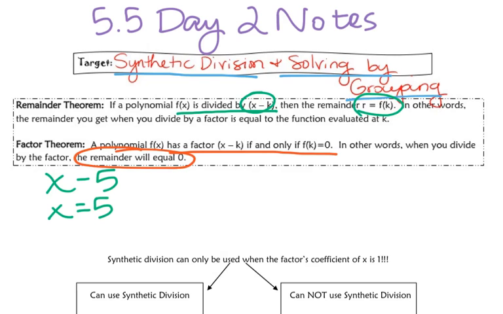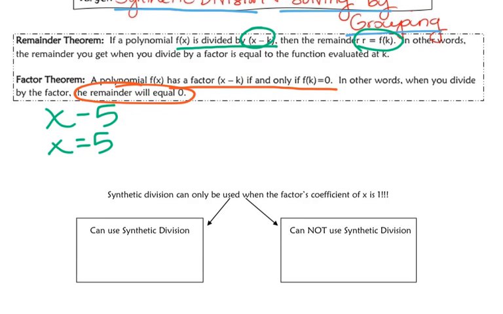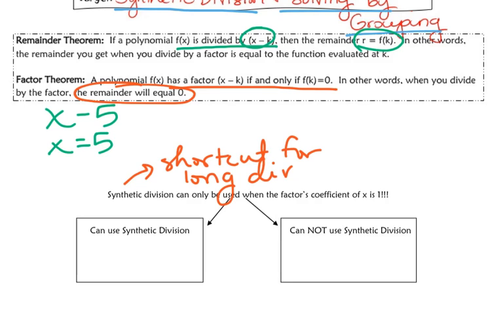Now, synthetic division is really just, and I want you to write this down here, a shortcut for long division. And just like with synthetic substitution, we saw that that was a lot easier. I know some of you kind of took a little while to figure out exactly how it worked, but it's going to feel very similar, and it is a shortcut. Now, you can only use it in certain cases, and you can only use it when the factor's coefficient of x is 1. So just a couple of examples here.